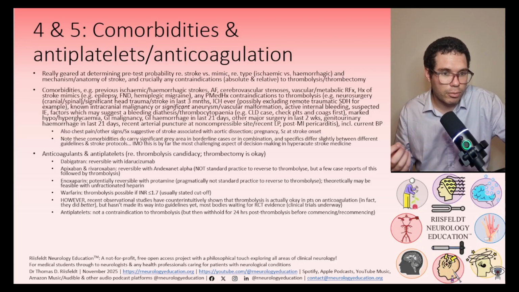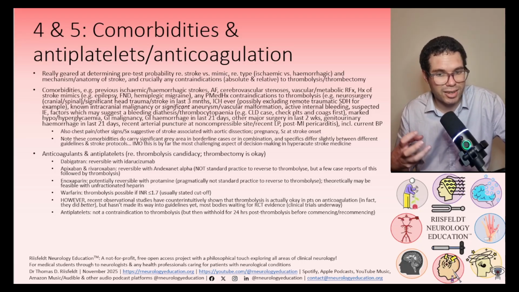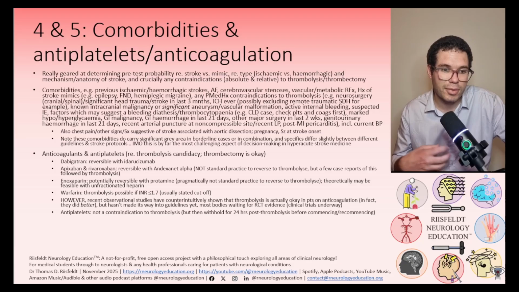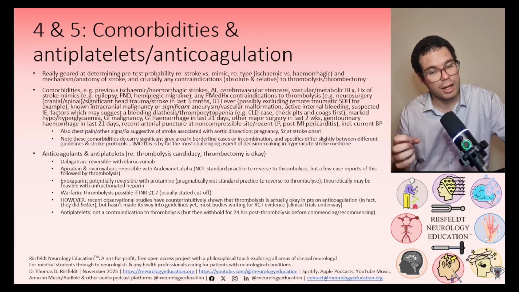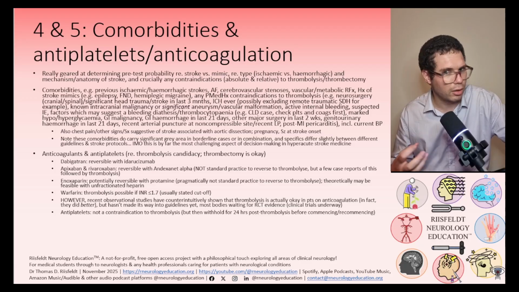Theoretically, it may also be feasible to reverse unfractionated heparin with protamine and then to consider thrombolysis. I can't say that I've come across that personally. Maybe you might come across it, but this is not something which is standard routine clinical practice.